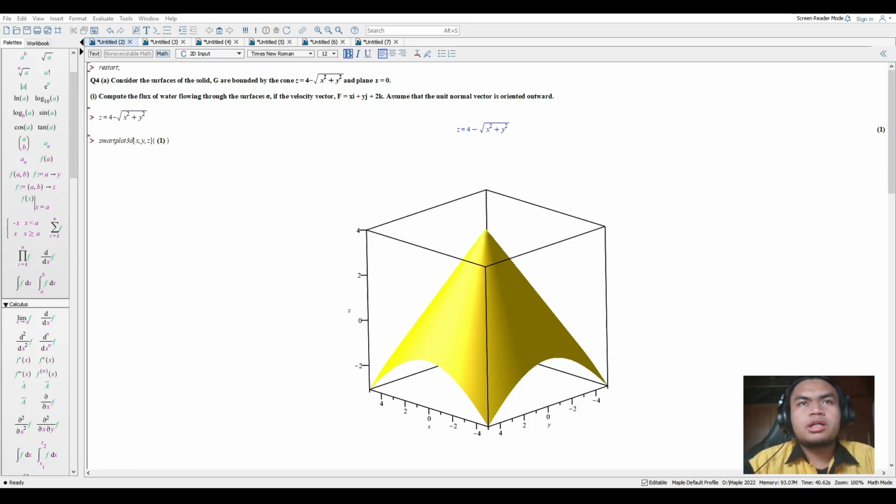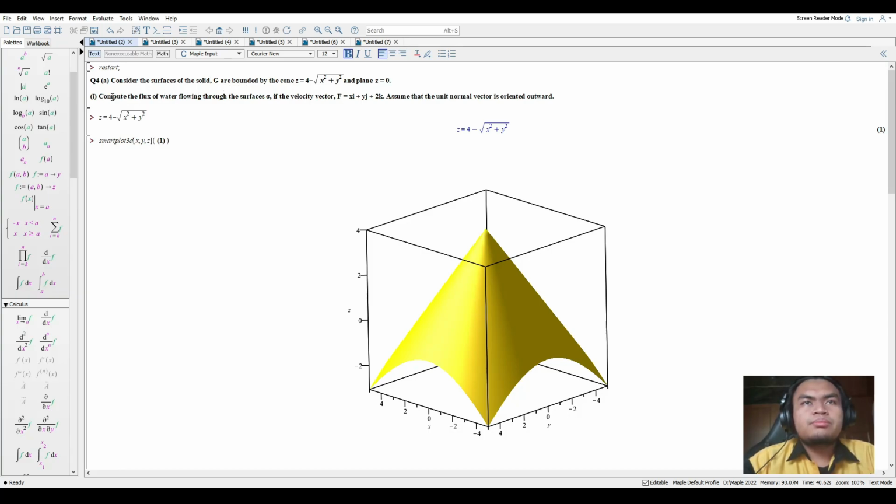I'm doing the Maple simulation for Q4A. The question is, consider the surface of solid G bounded by the cone z equals 4 minus the square root of x to the power of 2 plus y to the power of 2, and the plane z equals 0.